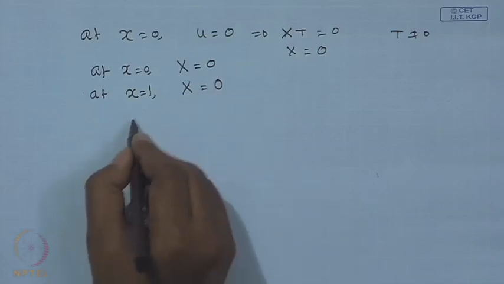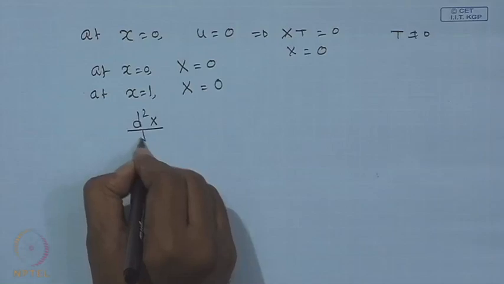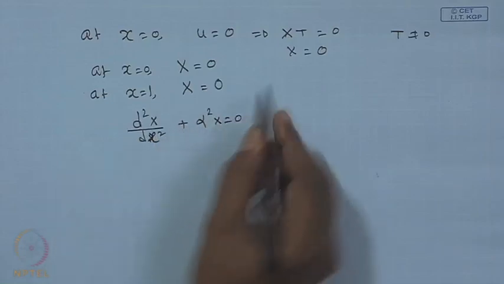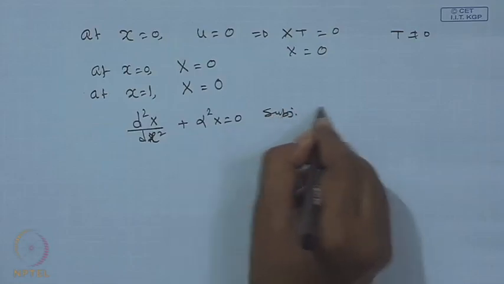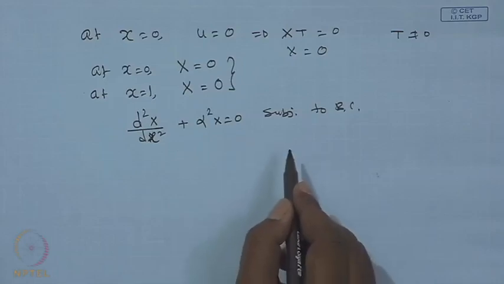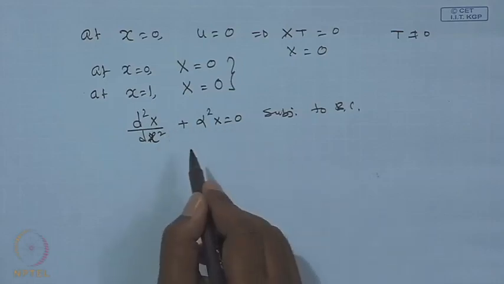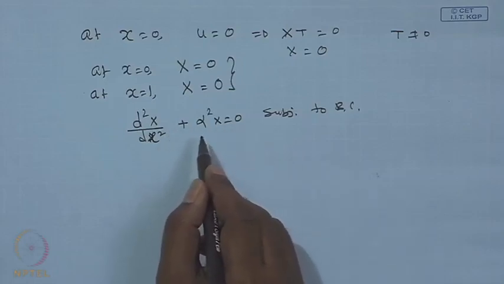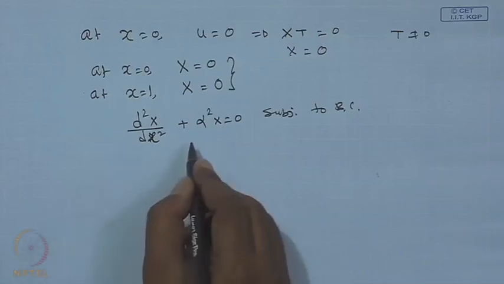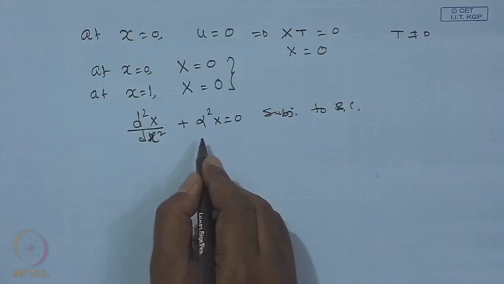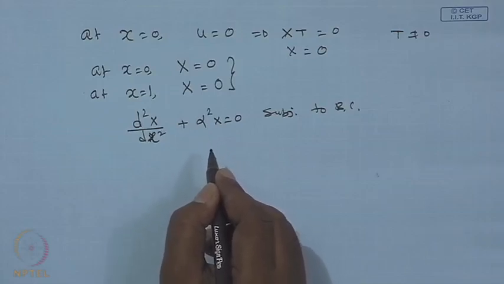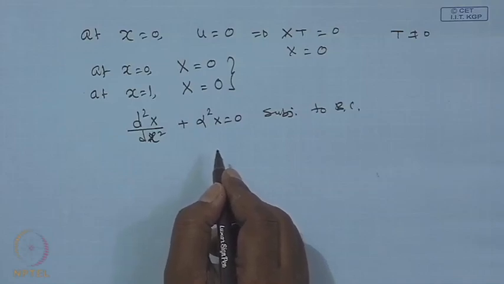So, therefore, d square X dx square plus alpha square X is equal to 0, subject to these boundary conditions. These are the homogeneous boundary conditions, and this is a standard eigenvalue problem, and we have solved this problem in detail in the earlier class. So, we already know that there are n number of eigenvalues present in this case, and these are equal to n pi, where the index n runs from 1 to infinity, and the eigenfunctions are the sine functions.